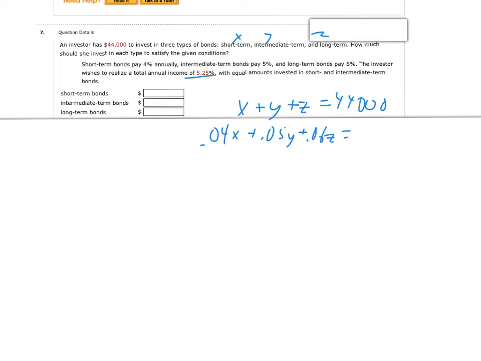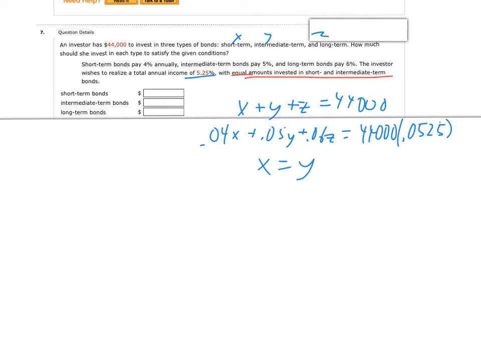So I'm going to say that this is going to equal 44,000, what I invested, and then we want to get a 5.25%, so that's 0.0525 return. So that's the setup for the second equation. And then the last equation here, I do have a comparison, same equal amounts in the short and intermediate. So that's just going to mean that X equals Y.